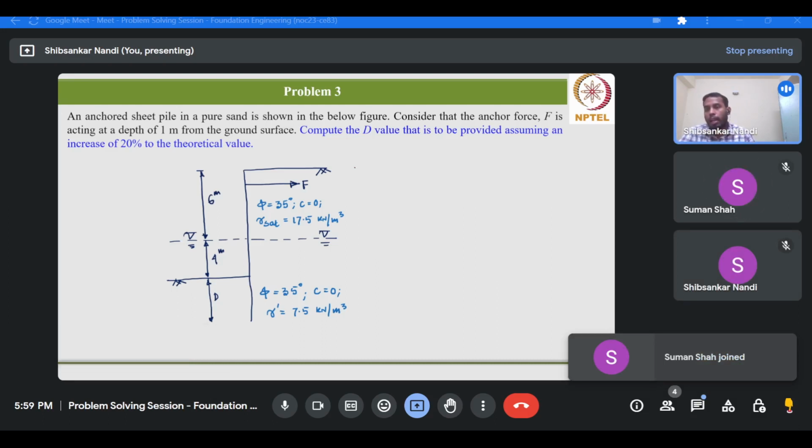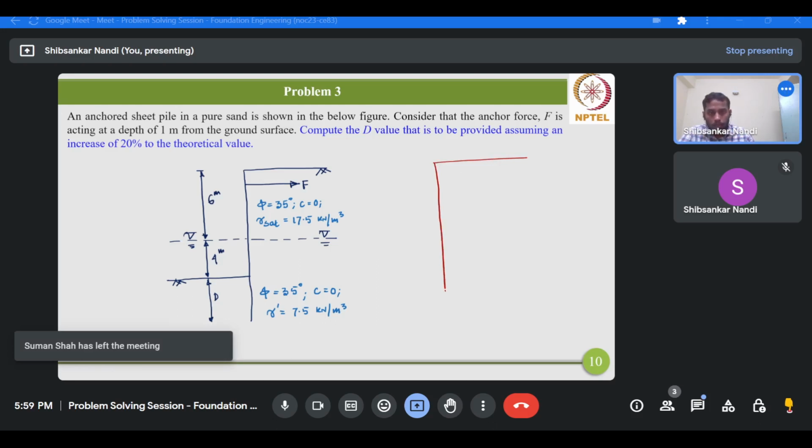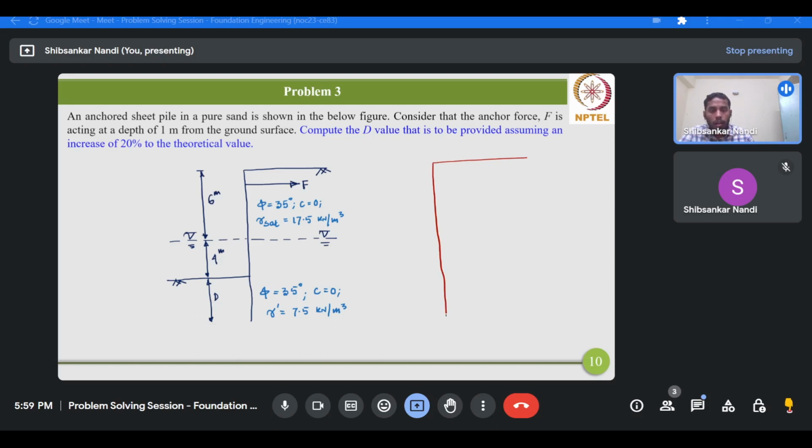Okay, so an anchor sheet pile is basically given. So therefore, first we'll see what is the deflected pattern. What is the mode of rotation? For an anchor sheet pile wall, the wall will basically rotate about the anchor level. Okay, so this is the anchor.